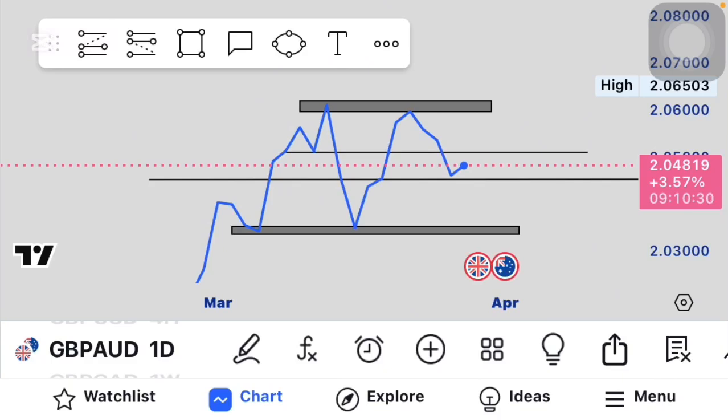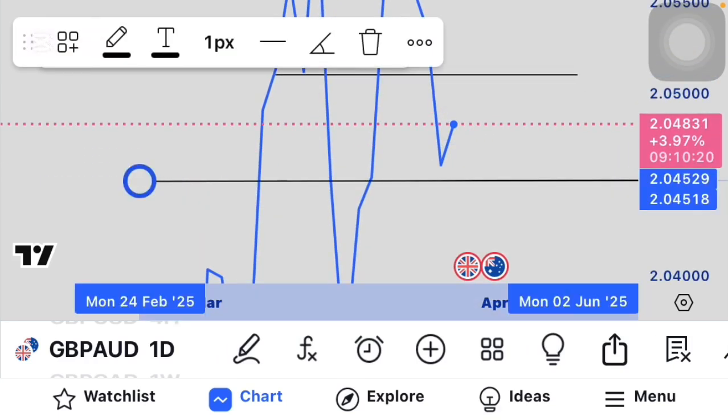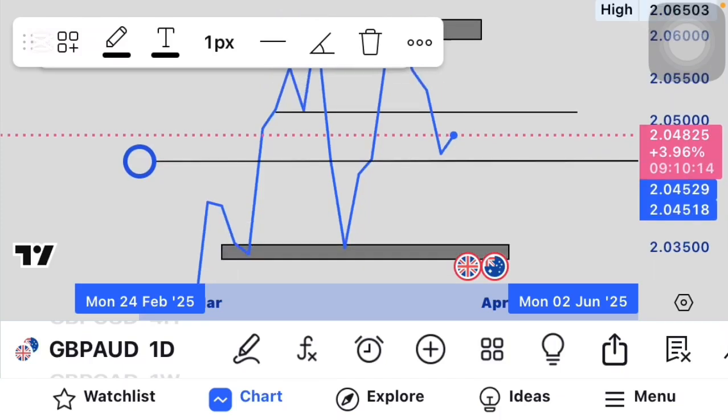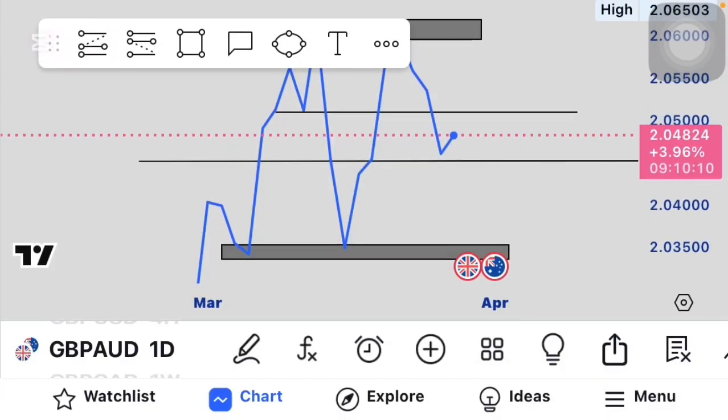So we are bearish on the daily time frame. On the weekly we are bullish, on the daily we are bearish. And if we remember, I said if we break this particular zone, that's when we'll turn bearish on the weekly time frame. But now we are still bullish on the weekly time frame. So let's focus on the daily time frame for now.